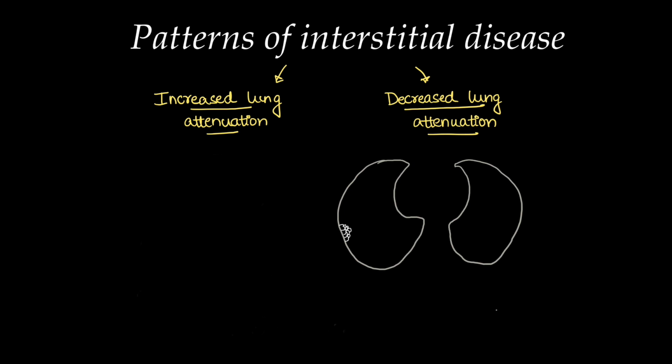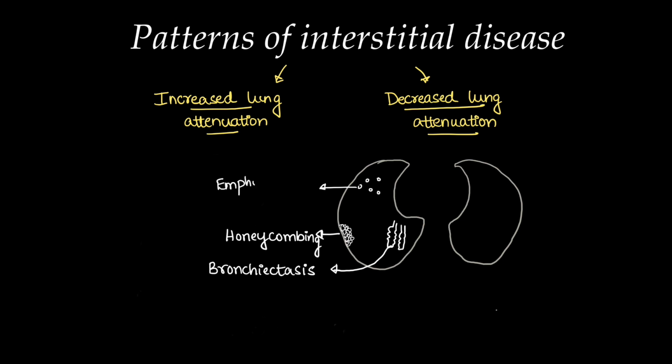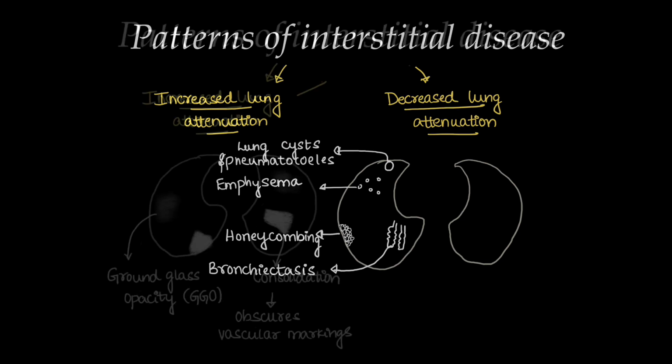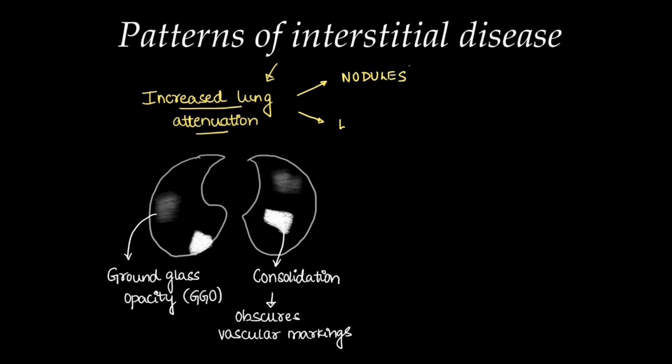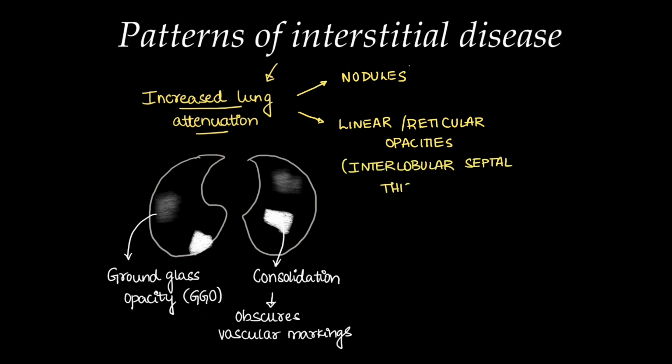So these can be peripheral multilayered cystic changes, which are called honeycombing, dilated bronchioles and bronchi called bronchiectasis, emphysematous changes or lung cysts or pneumatoceles. These are the lesions with decreased lung attenuation. Some interstitial lung diseases also present with nodules and linear or reticular opacities. Linear opacities are nothing but interlobular septal thickening.